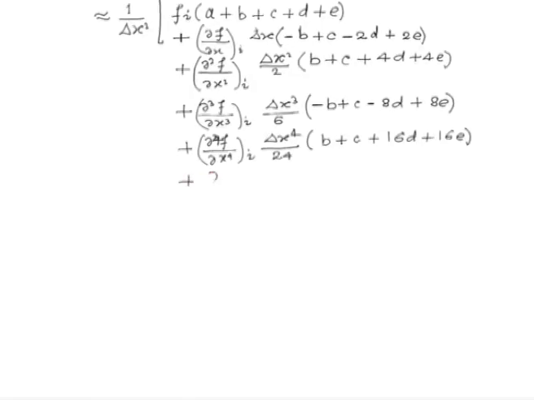Next, our fifth order derivative ∂⁵f/∂x⁵. Δx⁵ divided by 120 is taken as common. So we get minus b plus c minus 32d plus 32e.